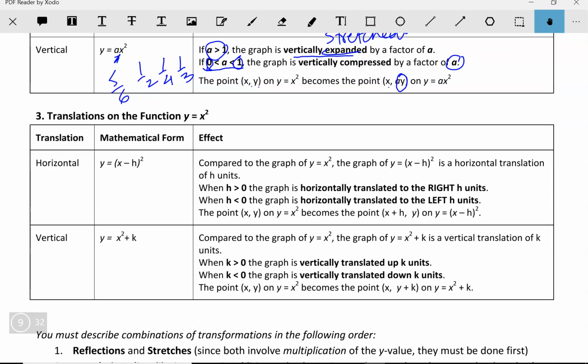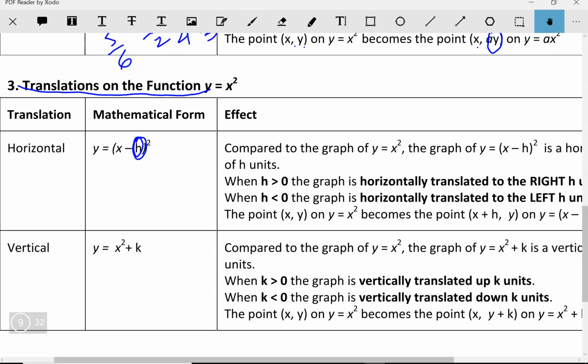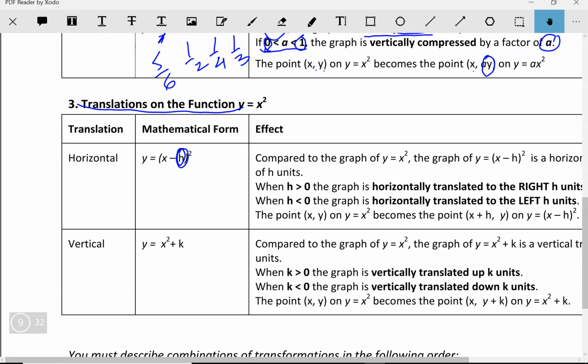And again, this is the last bit here. We're going to talk about translations of the function y equals x squared. The first translation is the horizontal translation. This really has to do with our h value, and it's very important to correctly identify what my h value is.